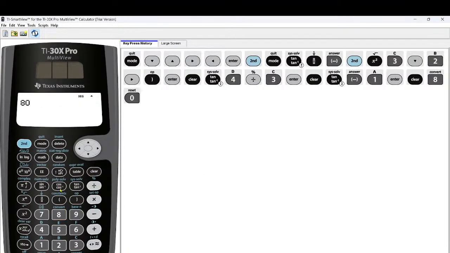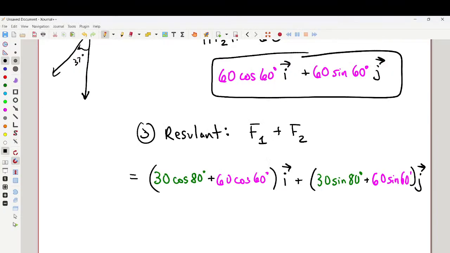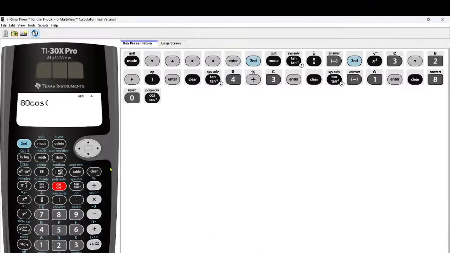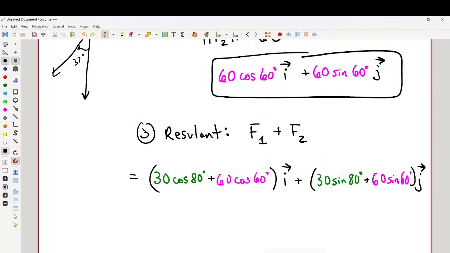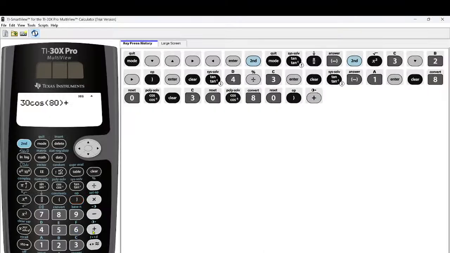30 cosine 80 plus, what was it? 60 cosine 60. So what did it say? To the nearest hundredth, we would use about 35.21.